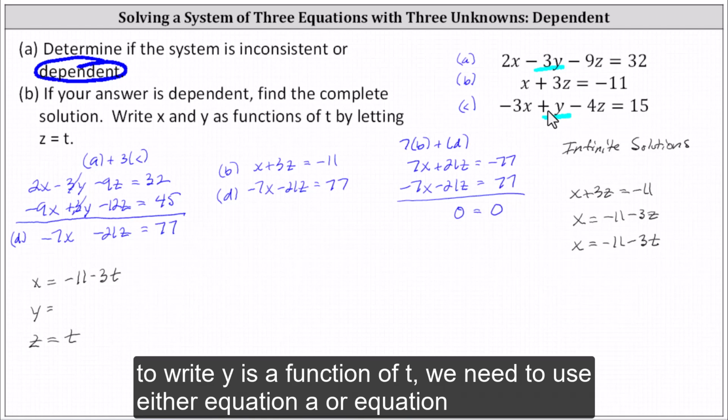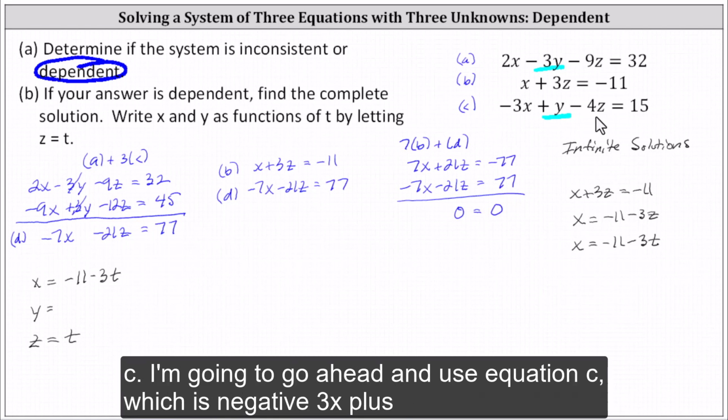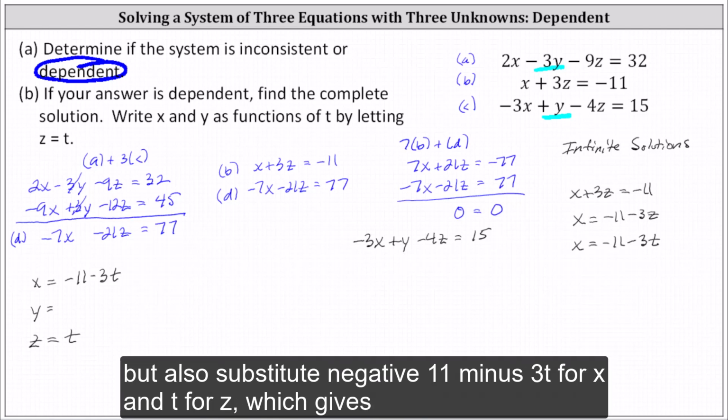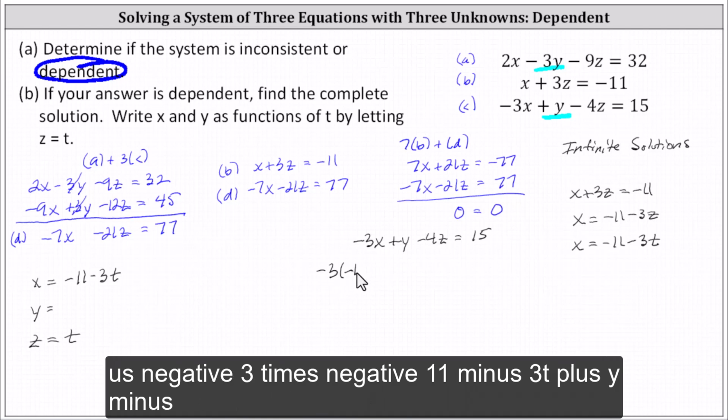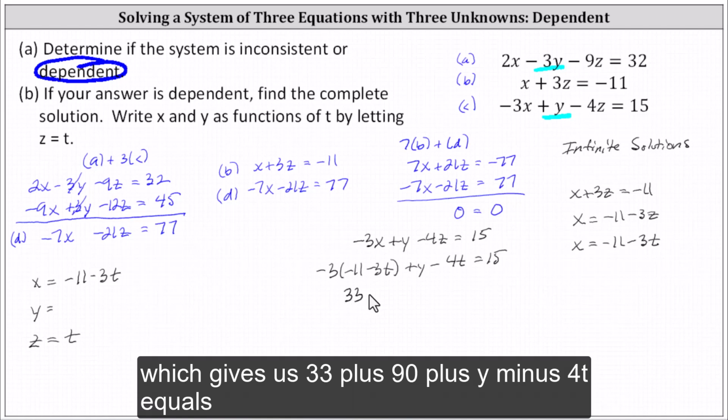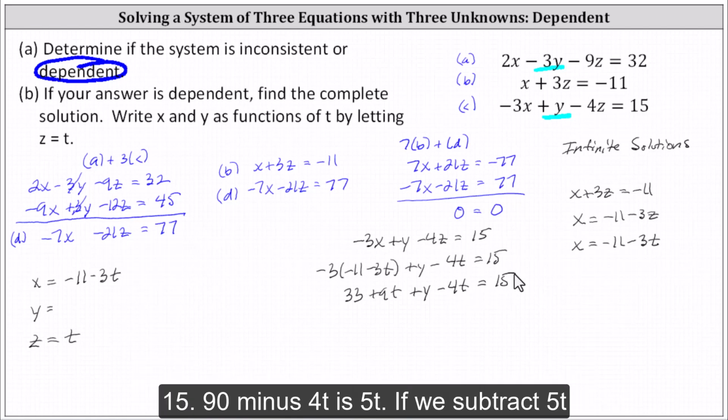And now to write y as a function of t, we need to use either equation A or equation C. I'm going to go ahead and use equation C, which is negative 3x plus y minus 4z equals 15. We now need to solve this equation for y, but also substitute negative 11 minus 3t for x and t for z, which gives us negative 3 times negative 11 minus 3t plus y minus 4t equals 15. Let's clear the parentheses by distributing negative 3, which gives us 33 plus 9t plus y minus 4t equals 15.